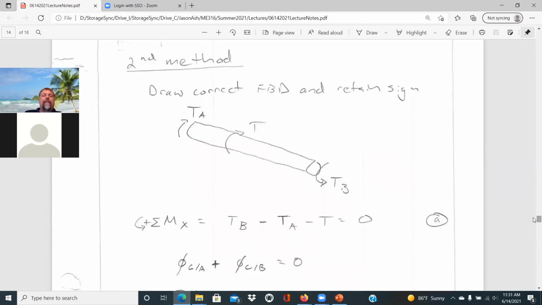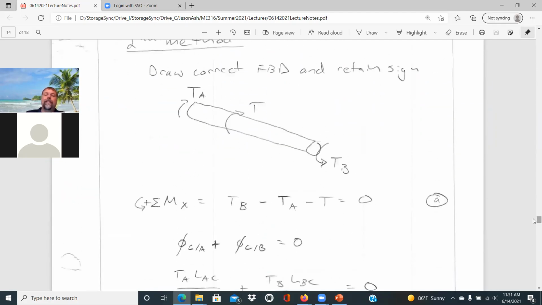The second method is a little more complicated because you have to draw the correct free body diagram and then retain your signs throughout. So the correct free body diagram, again, using your right hand rule, coming out from the cut, a positive torque would be counterclockwise. Our torque is applied there, and T of A, the thumb facing away from the cut, would place a positive TA going around in the clockwise direction, same as T. And so in your equilibrium expression, the sign on T of A changes.